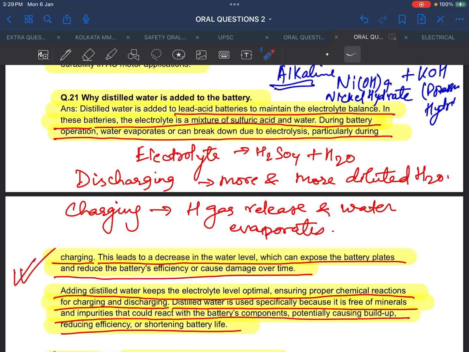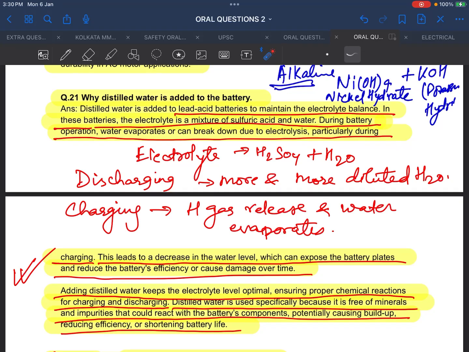We have to maintain the electrolytic balance of H2O and H2SO4, because in a lead acid battery the ratio is 1:3. One is the sulfuric acid and 3 is the water. So we have to maintain this sulfuric acid concentration, otherwise the metal will be exposed to the air, and the oxidation will happen and lead to corrosion.